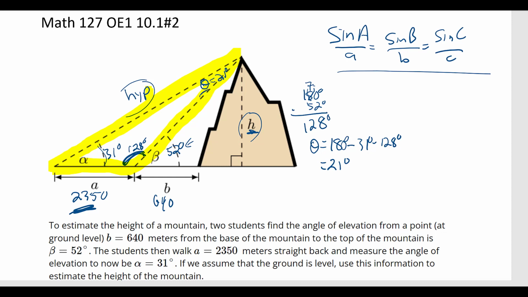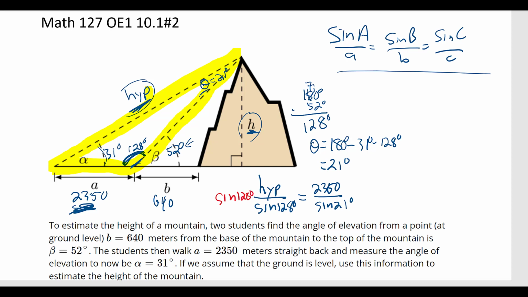That angle is opposite this side, and we want this side over here, which is opposite this angle. So we will do the law of sines, putting the side length on top: the hypotenuse length over sine of 128 degrees equals 2350 over sine of 21 degrees.